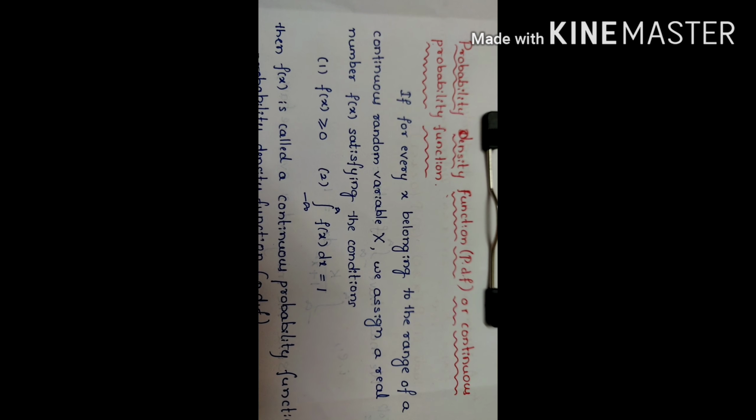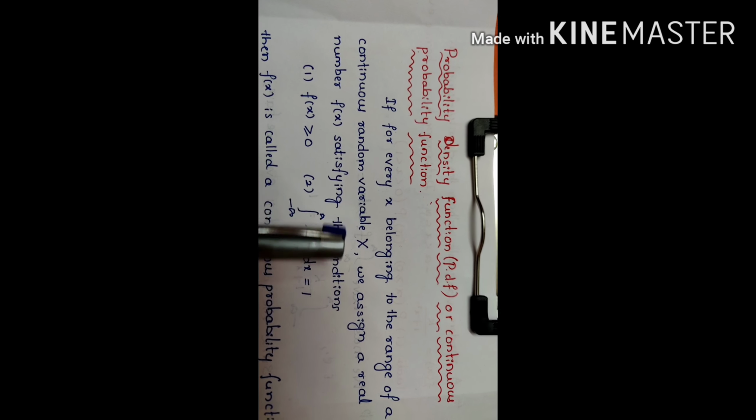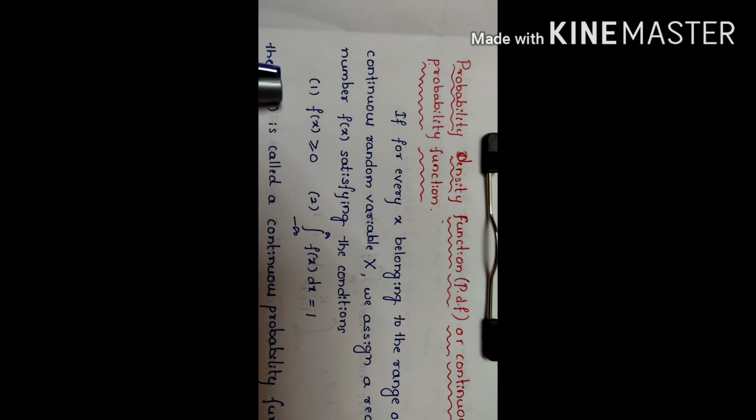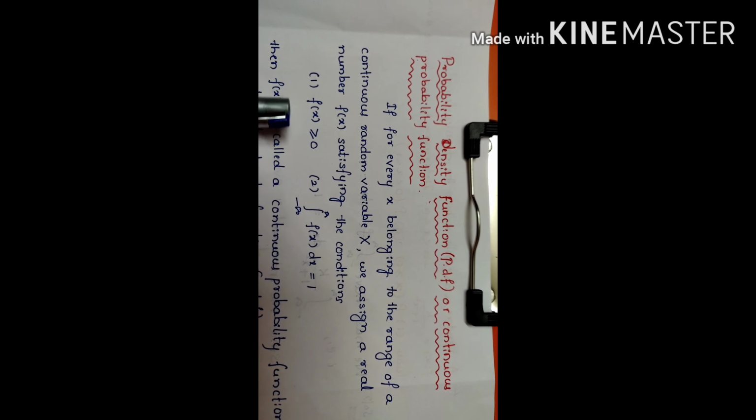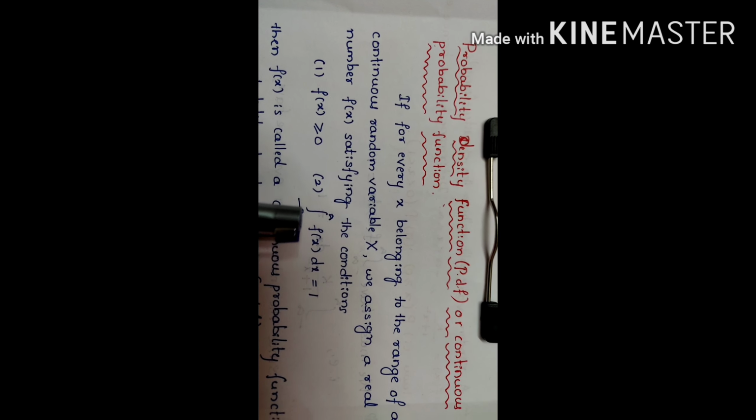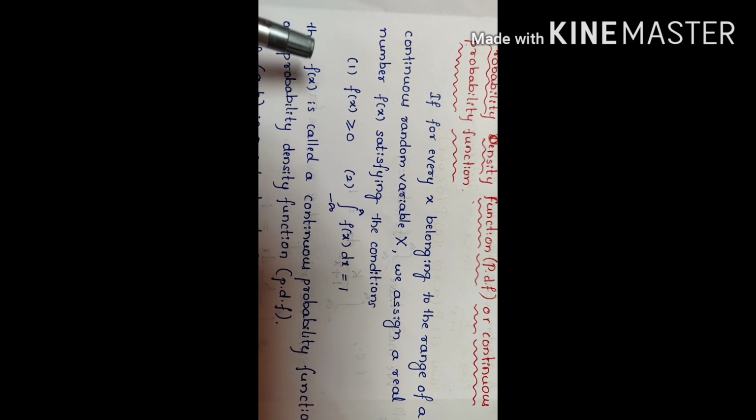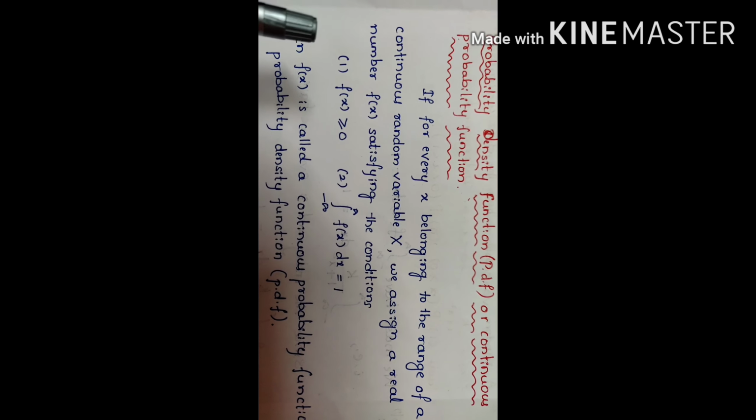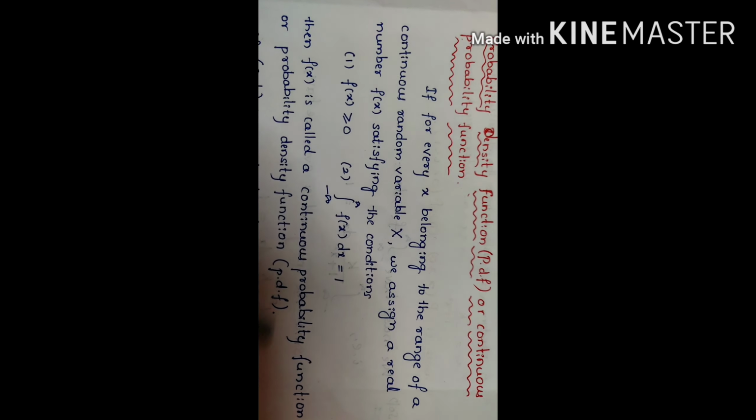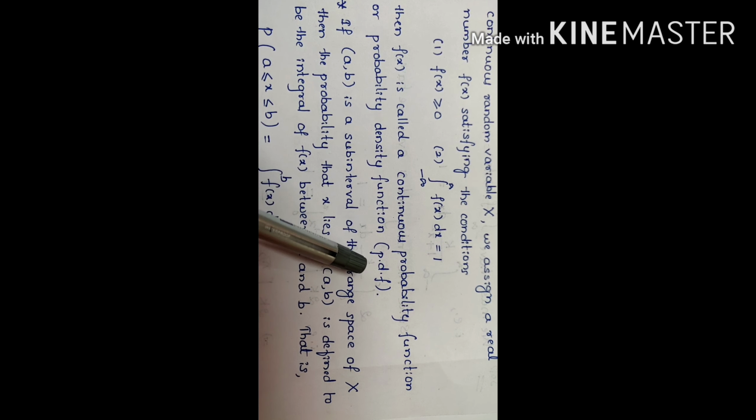For every x belonging to the range of a continuous random variable X, we assign a real number f of x satisfying the conditions. The first condition is f of x greater than or equal to 0, and the second one is the integration over the limits minus infinity to infinity of f of x dx equal to 1. If the function satisfies these two conditions, where x belongs to the range of the random variable, then such a function is called a continuous probability function, or we call it a probability density function, that is a PDF.